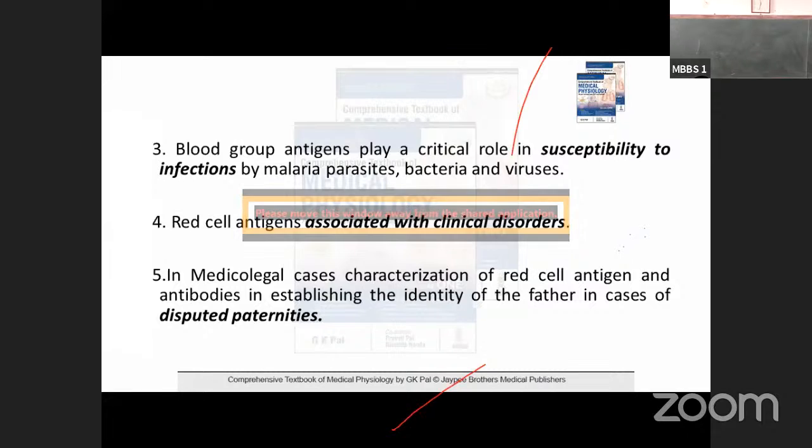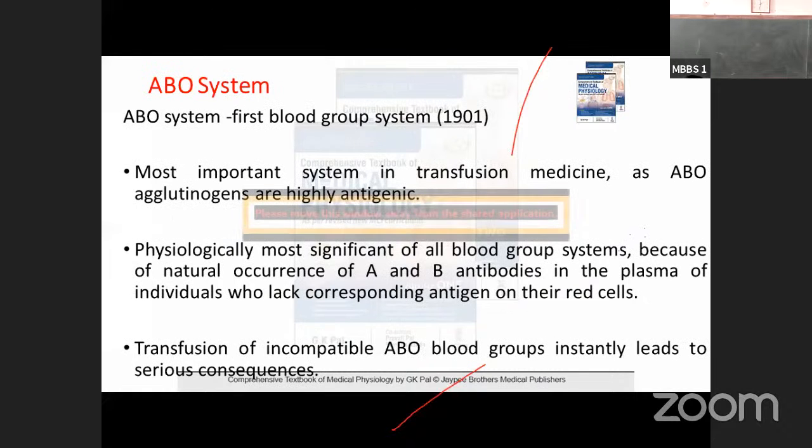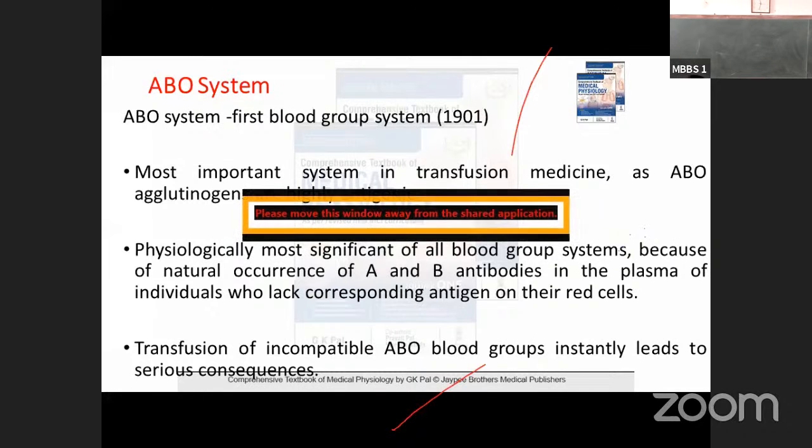Other than ABO, MNS is very important for disputed paternities and identification. First we will see the ABO blood system. It was discovered in 1901 and is the most important system in transfusion medicine.